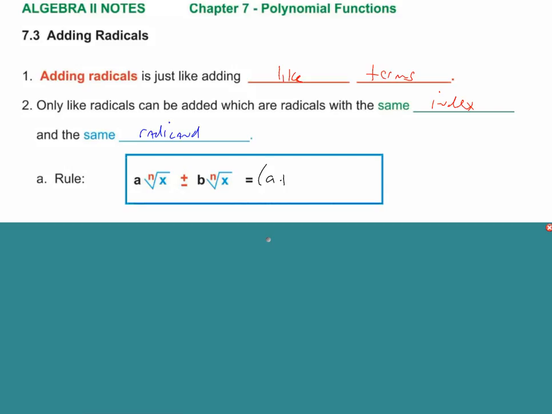Add the coefficients, right? Add the a plus b. And I should do plus minus there, right? So I'm trying to show you two things at once. So the rule doesn't mean there's always a plus minus there. It means, okay, if it was a plus, it'd be a plus b. And if it were a minus, it'd be a minus b. And of what of them and what are they? The nth root of x, right?